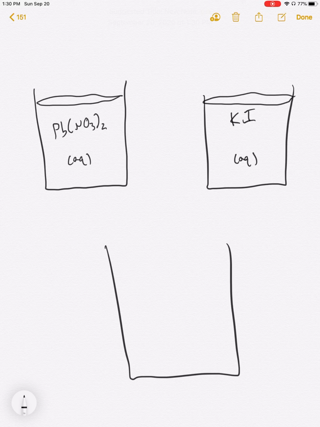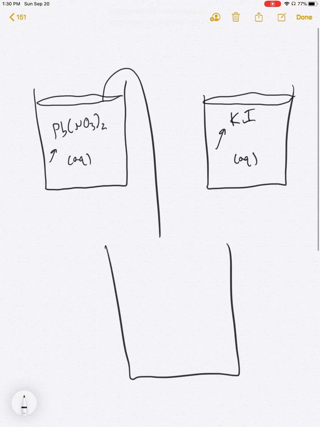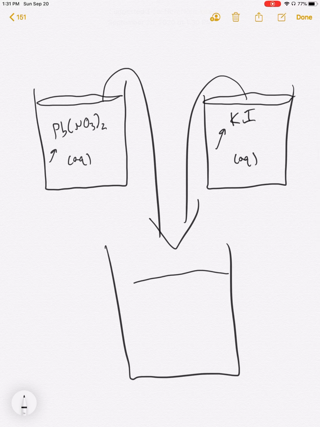So let's consider what might happen if we have two aqueous solutions. One of them is lead 2 nitrate. The other one is potassium iodide. If we were to mix these two solutions together, the question is, would we or would we not see a precipitate?